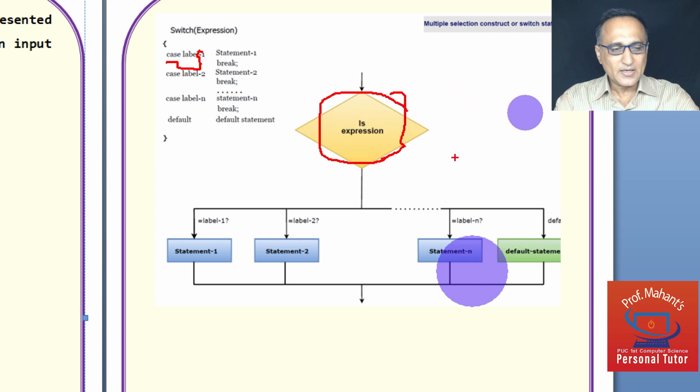What was our expression? Day number. The day number had to match one of these labels, 1, 2, 3, 4, 5, 6, 7. Default was that an invalid day was entered. So the day number will enter through the switch, then go through each of these cases. Whichever case the label matches, it is going to execute the corresponding statement. Suppose the day number was 2, it would execute statement 2 as Tuesday. Suppose the day was 7, it would print Sunday. This is how things go with the switch case expression.